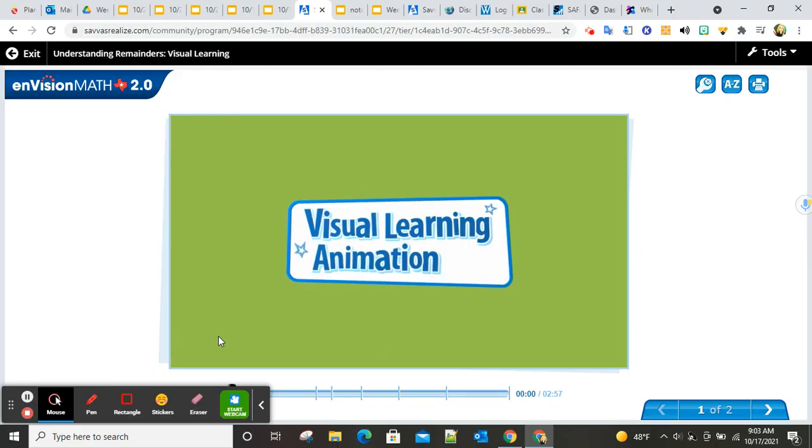So that is something that I want you to make sure you have copied into your notebook. Also copy the example that I have, 20 divided by 4 equals 5, and the parts labeled. Remember to pause this video at any time to help you make sure that you get all of the notes. Let's get started with today's visual learning.